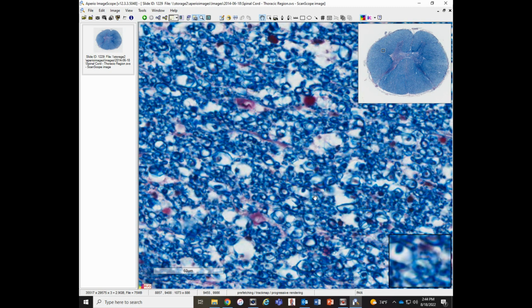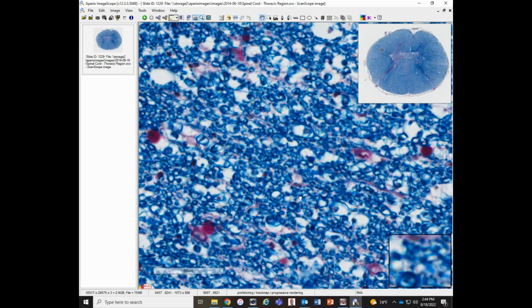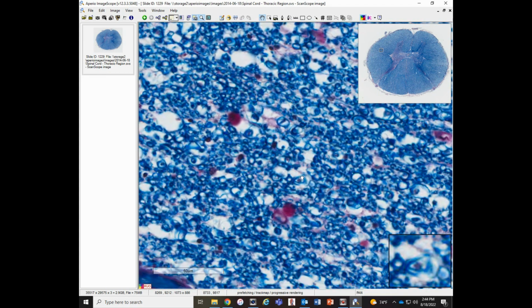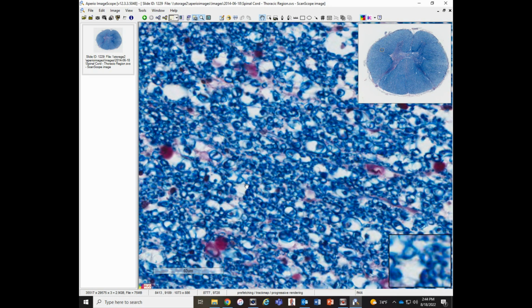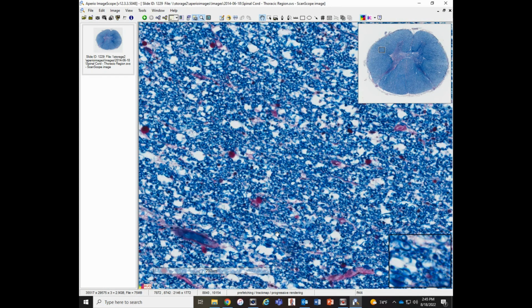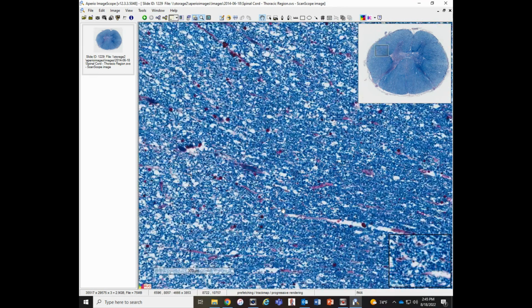So you don't need as many oligodendrocytes to myelinate the same number of axons as you do with the Schwann cells in the peripheral nervous system. So that's one reason we don't see a whole lot of other nuclei here, and that the axons are much more prominent and appear to be much more densely packed.